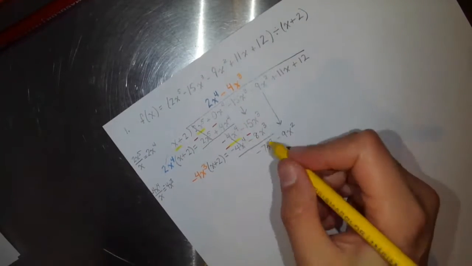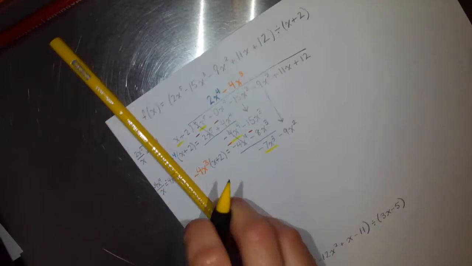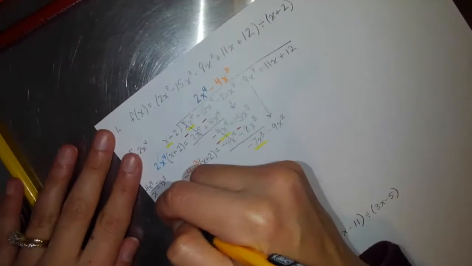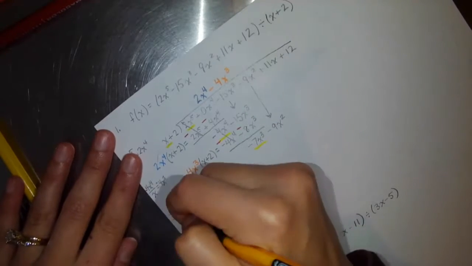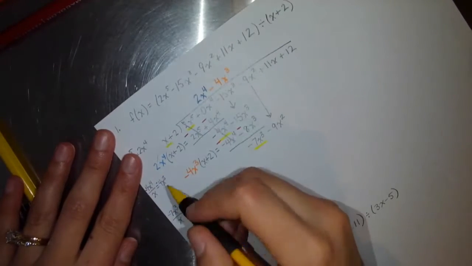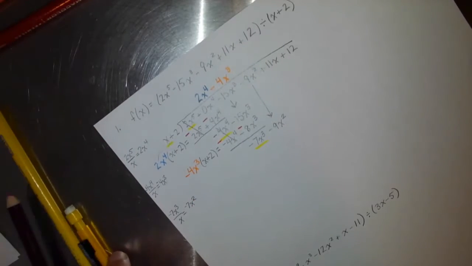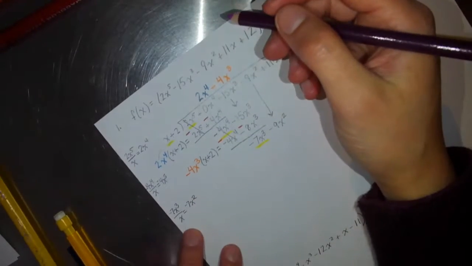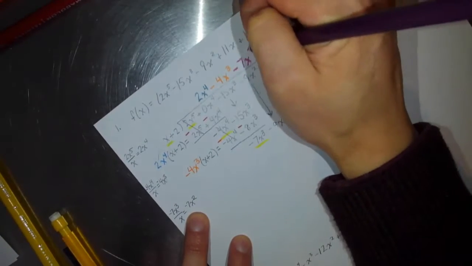I look at my first number again. I have 7x to the third. Off to the side, I'm going to do negative 7x to the third and divide it by the first term here. And this will become negative 7x squared. So this is my next term. I'm going to write it here. So this negative 7x squared.